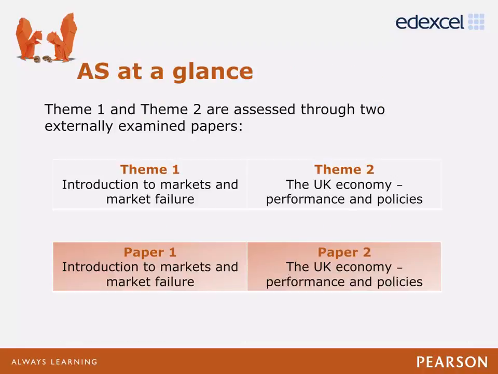Here's a summary of the AS course. There are 2 externally examined papers for the AS qualification. Theme 1 is assessed in Paper 1, and Theme 2 is assessed in Paper 2. The content for Theme 1 and Theme 2 is the same for the AS and A-level qualifications. This means that even though the AS and A-level qualifications are separate, you can co-teach them. More on this later.